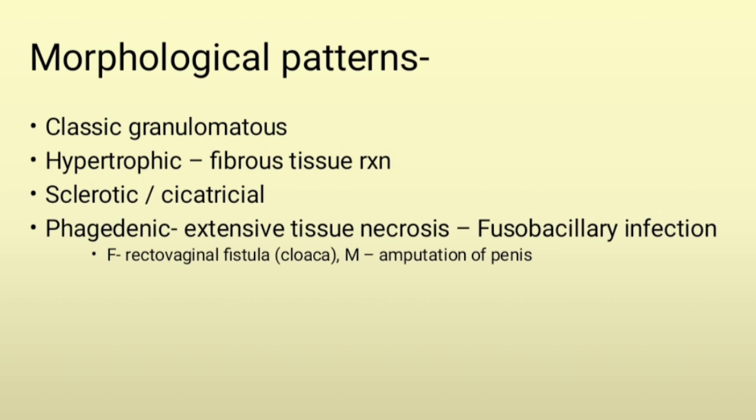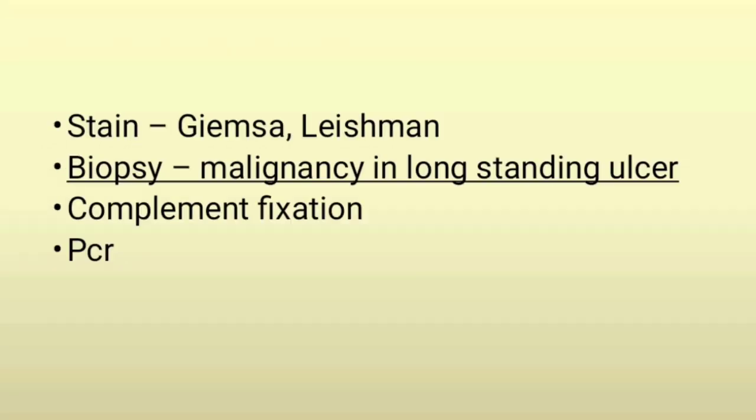Morphological patterns include classic granulomatous, where a large ulcerating granulomatous ulcer will be present. Hypertrophic, where elevated tissue would be present. Sclerotic and cicatricial, where scar tissue would be more evident. Phagedenic type, where extensive tissue necrosis would be seen. In females, phagedenic donovanosis can cause fistula formation leading to rectovaginal fistula and cloaca formation. In males, amputation of the penis can occur. Investigation includes stain, biopsy, complement fixation, and PCR. Biopsy can be done to rule out malignancy of a long-standing ulcer.